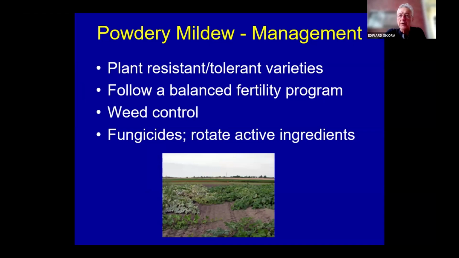Follow a balanced fertility program. Don't overdo it with the nitrogen. Weed control around the field can help reduce inoculum levels because the disease is going to survive on weeds through the winter. And then fungicides.